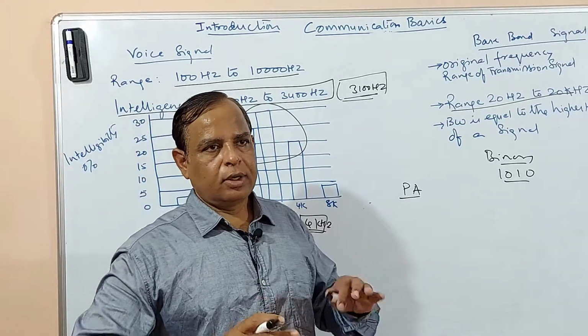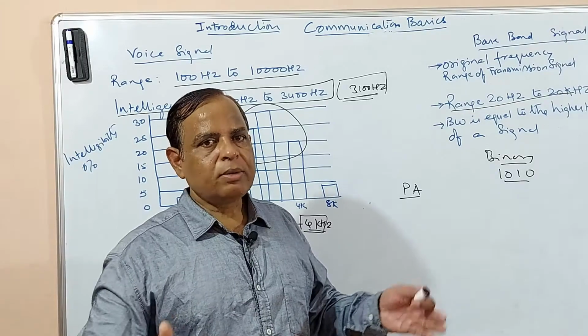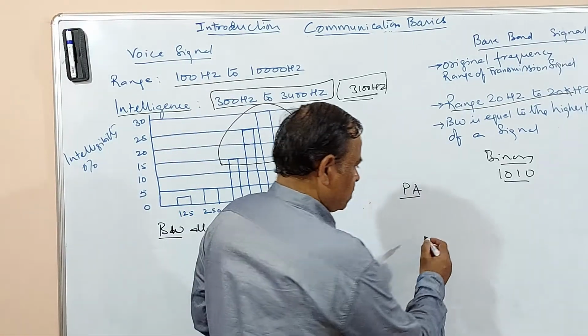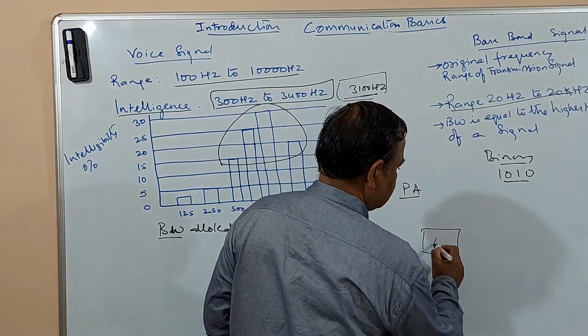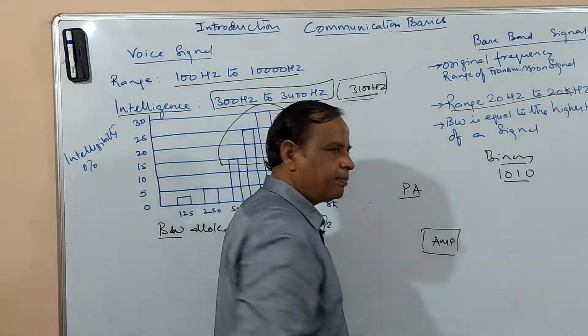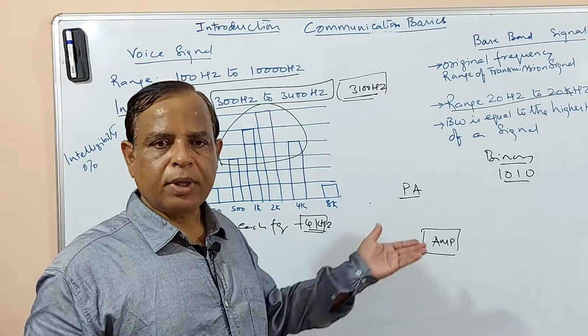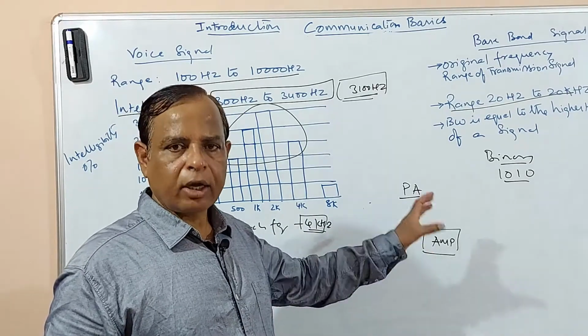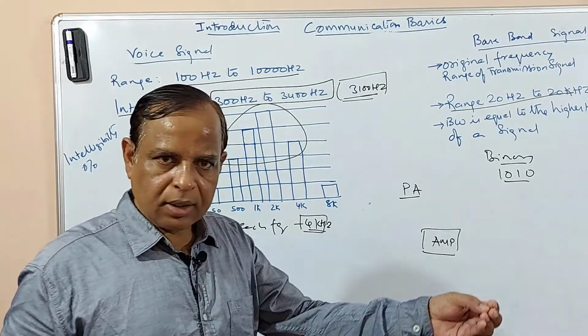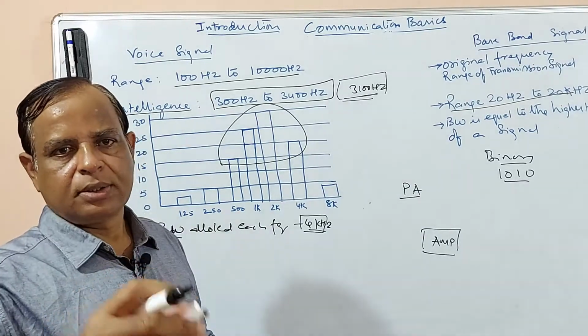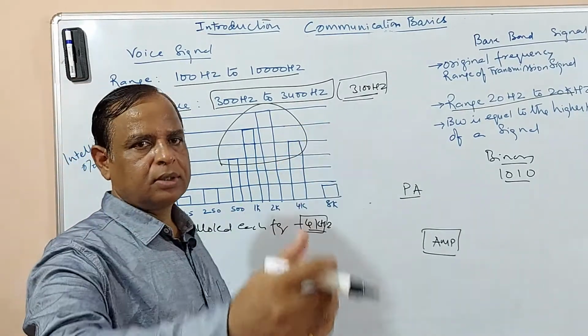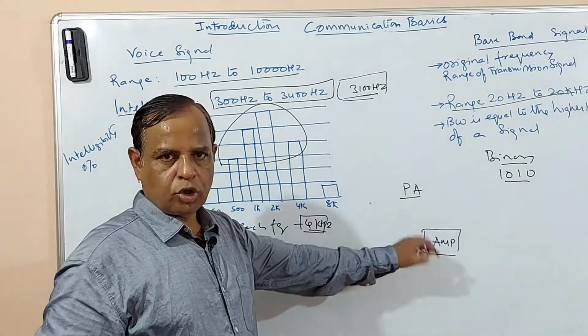So naturally you require some device, isn't it? What is that device? It is nothing but the amplifier. Amplifier means it will increase. What is this amplifier? It is an electrical electronic equipment, isn't it? You give some signal, it amplifies it. It increases the power of the signal. That's its job.